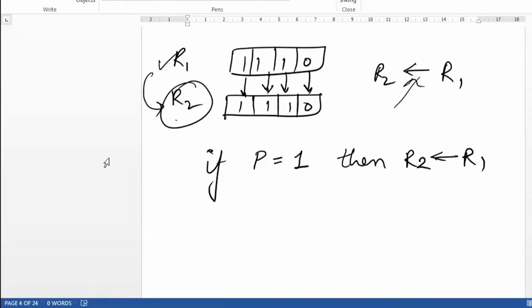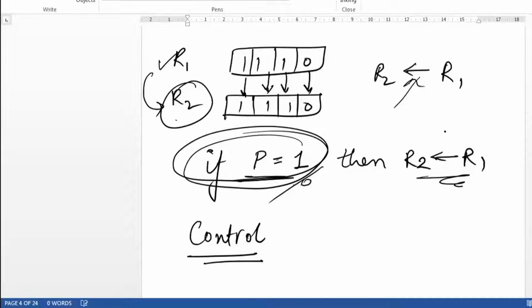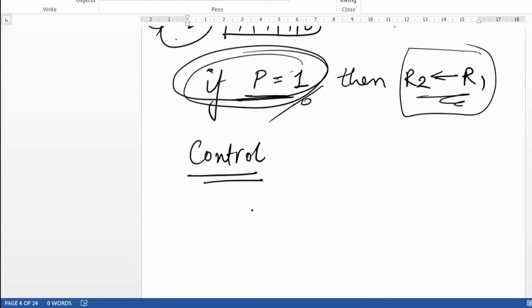Here, P is my control function. It is controlling my micro operation. This control function is a Boolean function. It can either be 0 or 1. If the value of P is 0, then this operation will not take place. But when the value is 1, then the operation takes place. So how do we represent a control function in our register transfer language? We simply write P: R2 ← R1.